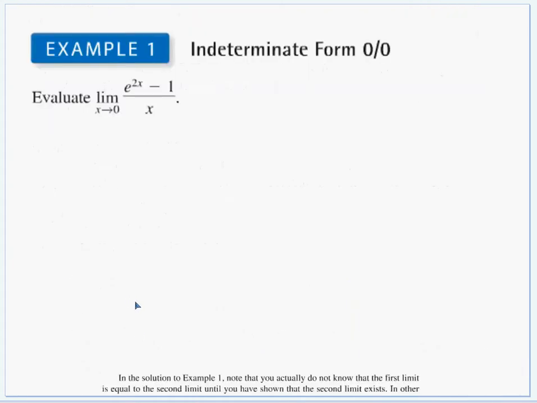Here we go, finally, example 1. We have come across a limit out in the wild. We're approaching 0. e to the 2x minus 1 over x. If we try direct sub, we're going to get e to the 0, which is 1, minus 1 over 0. So we do get the indeterminate form 0 over 0. So we are going to apply L'Hopital's Rule. 0 over 0 is one of the ones that it works on.